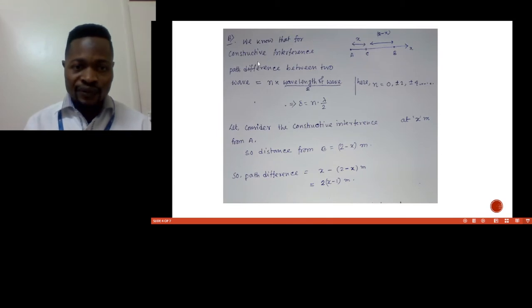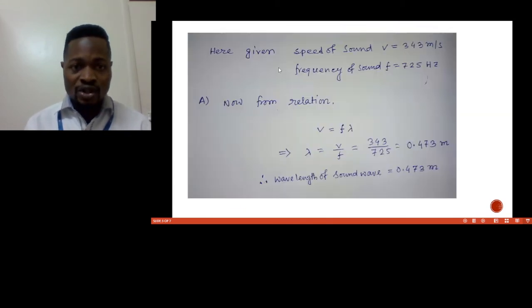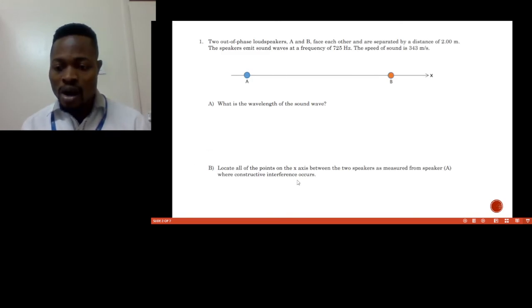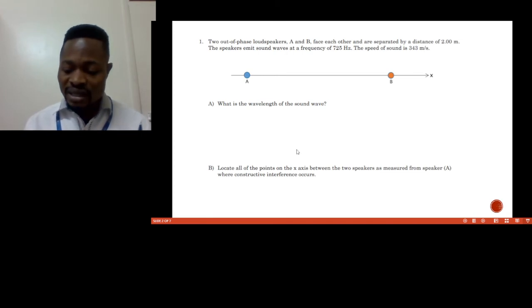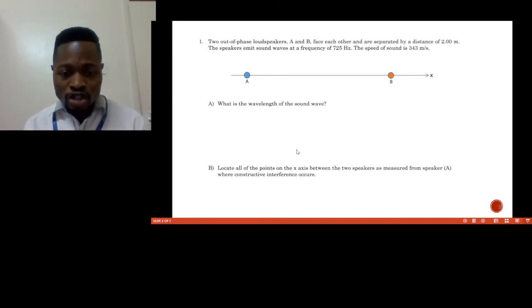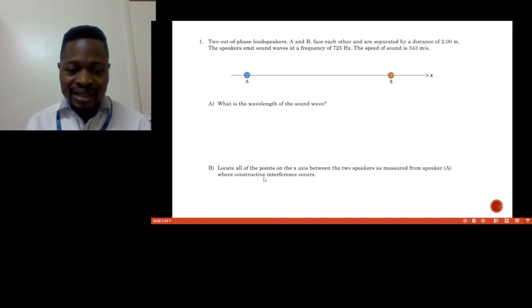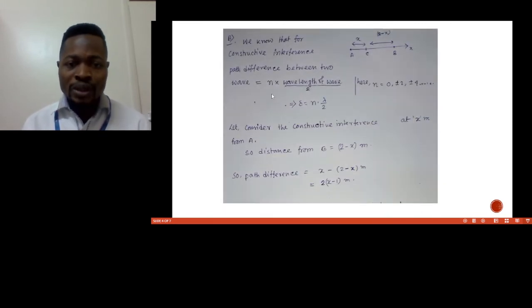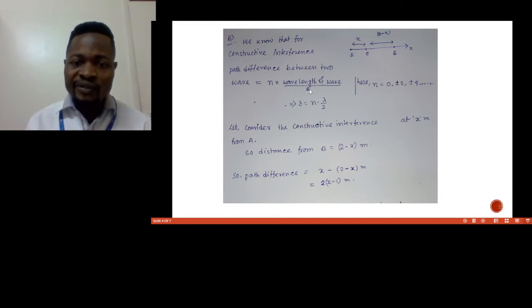We know that the question says in part B that constructive interference occurs, so we are going to focus more on where there is constructive interference. Where constructive interference occurs, the path difference between the two will be given by n multiplied by the wavelength of the wave divided by 2.